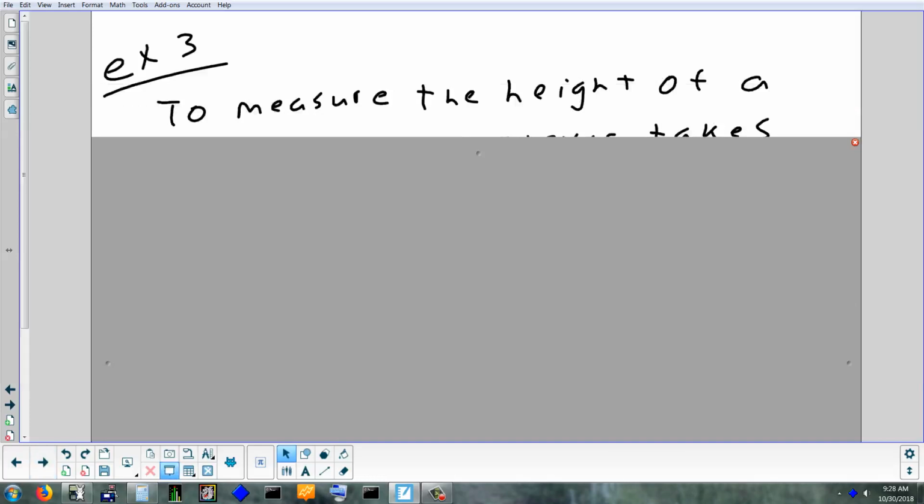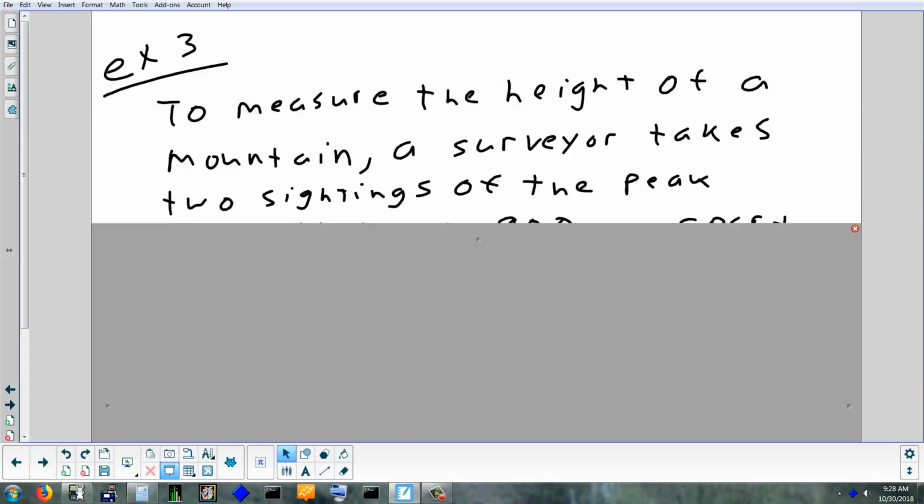All right, so what we're going to do here is measure the height of a mountain. And the way we're going to do it, we're not going to know how far away we are from the mountain. If you knew that, then you could do right triangle trig. But we don't know how far away we are. We're just going to measure 2 sightings of the peak.